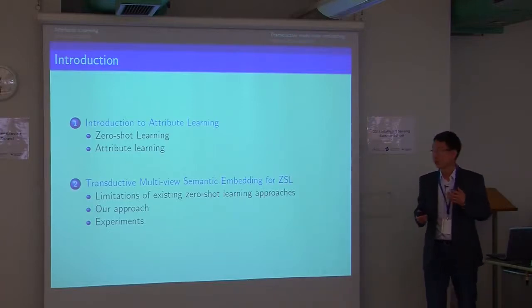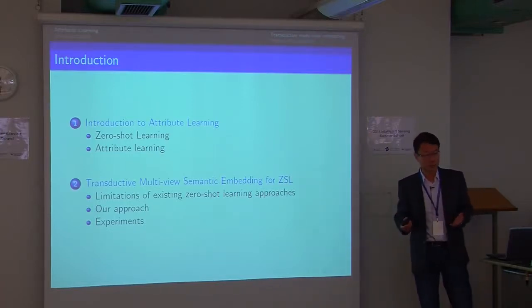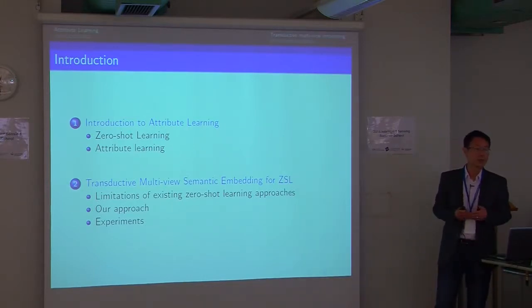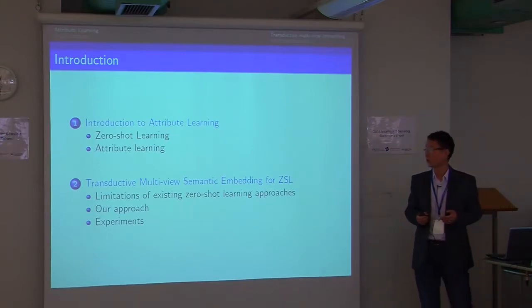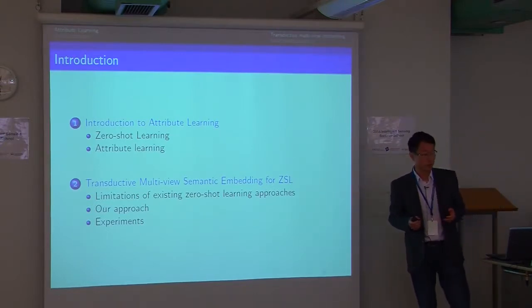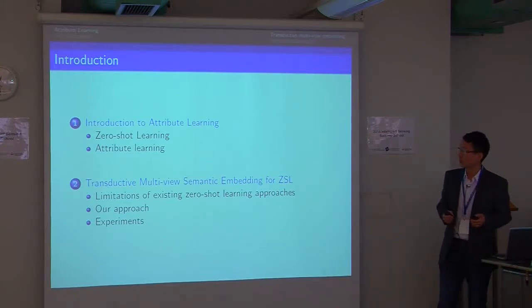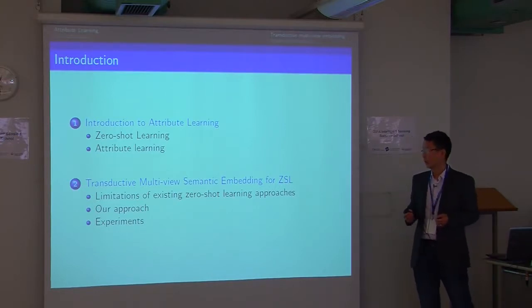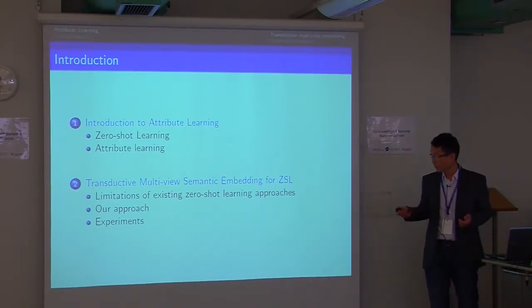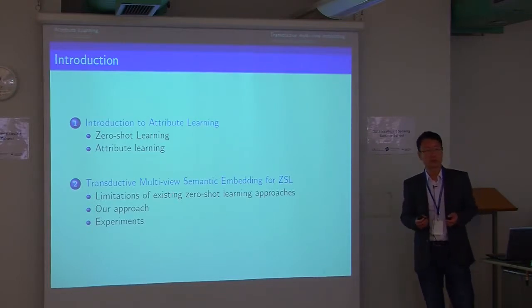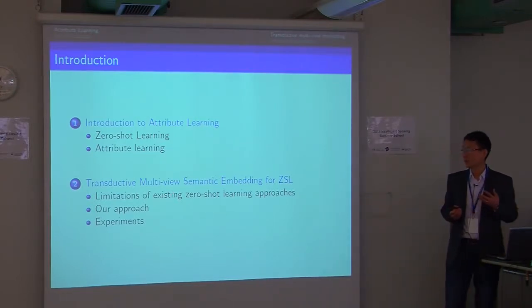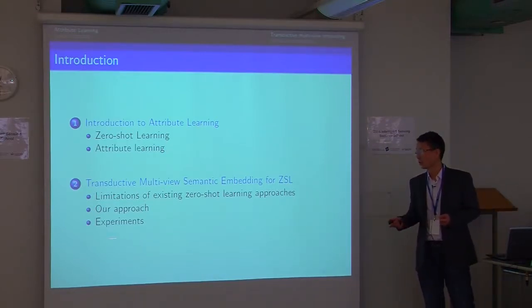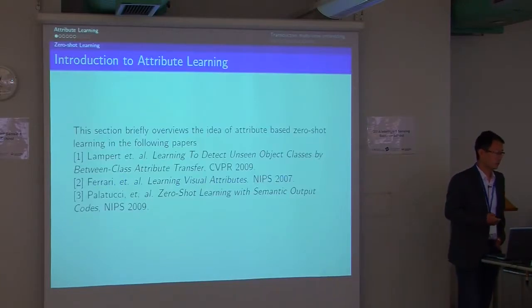Background of the problem. I'll talk about what zero-shot learning is and why I want to do zero-shot learning. I will focus on a specific technique called attribute learning, which is one approach to zero-shot learning and has become very popular in the past 3 or 4 years. Then I will talk about the recent work done in our group, which looks at the limitations of existing zero-shot learning based on attributes, and we propose a particular technique to address those limitations. And in the end, I will present some experiments.